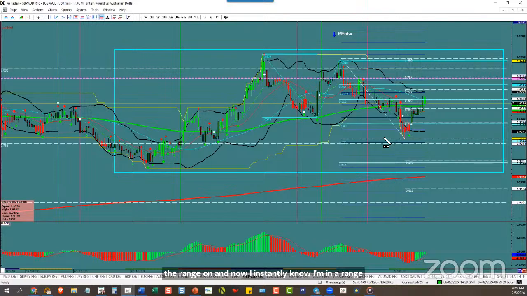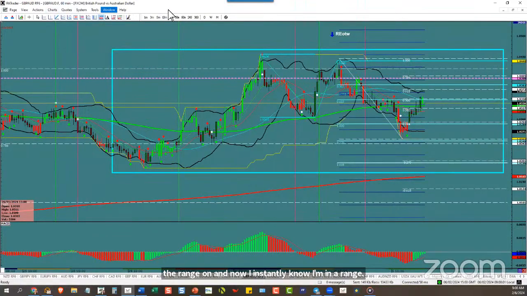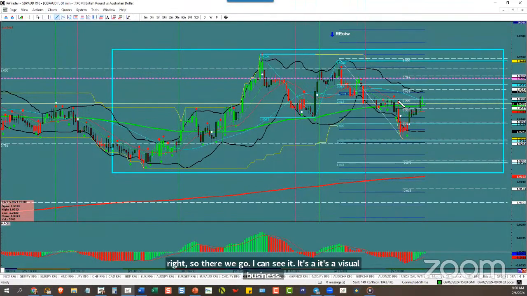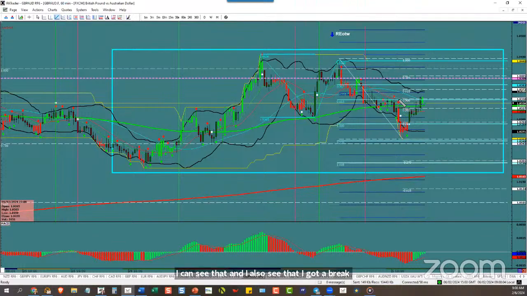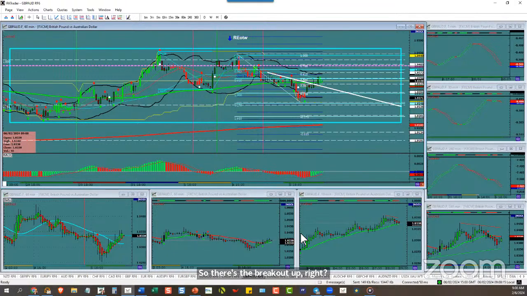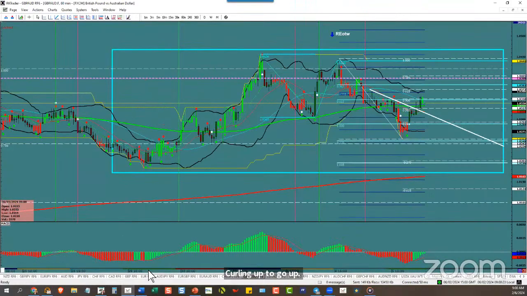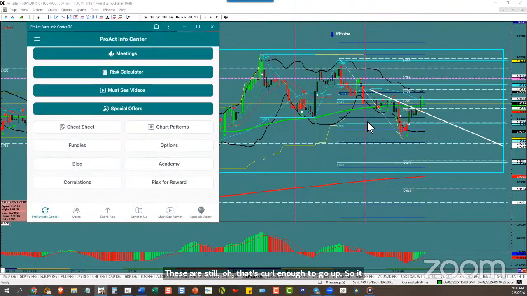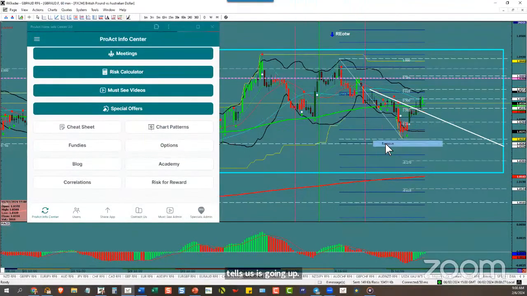I can see that, and I also see that I got a breakout down here, going from the top right across there. So there's the breakout up. MACD pointing up. Three Musketeers going up. We were trying to go up, we're still trying to go up, curling up to go up. So it tells us it's going up. All right, let's find the target, pound Aussie. Let me get rid of this to the downside also.